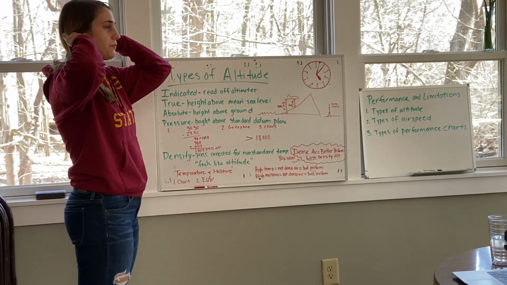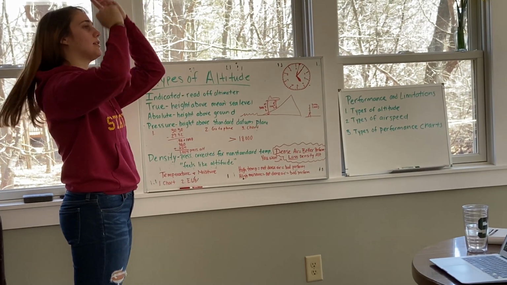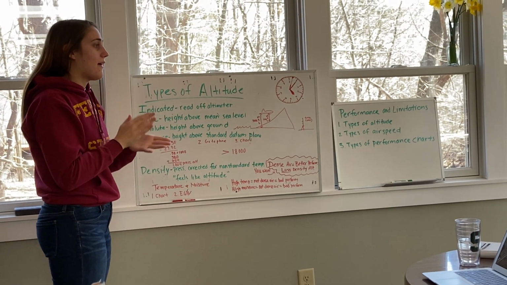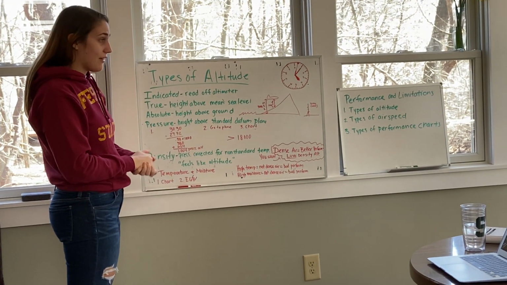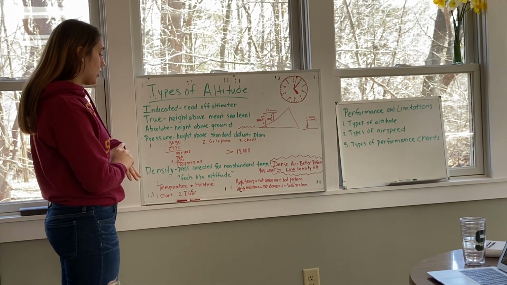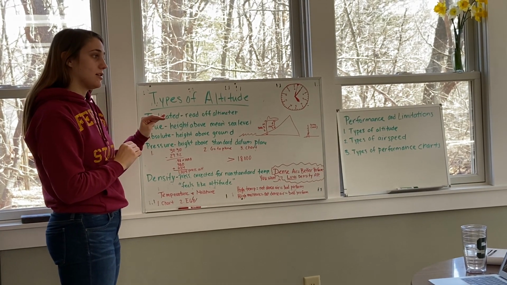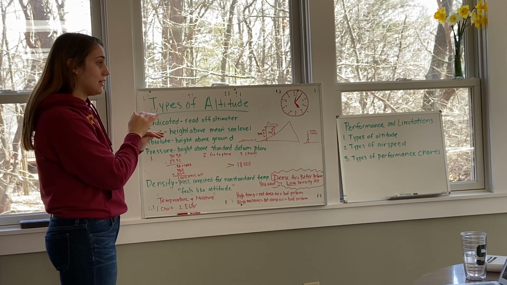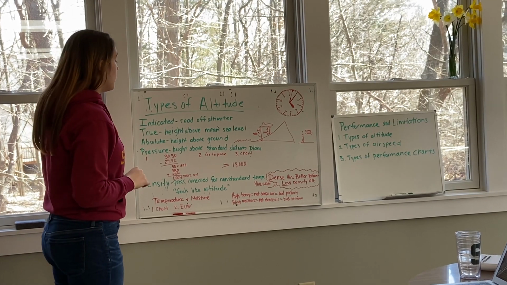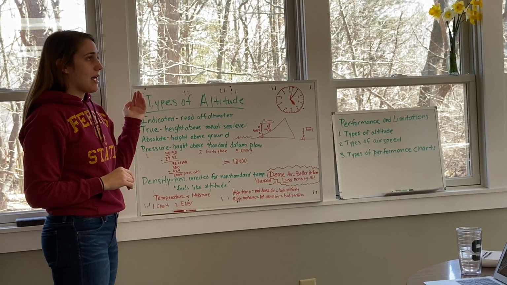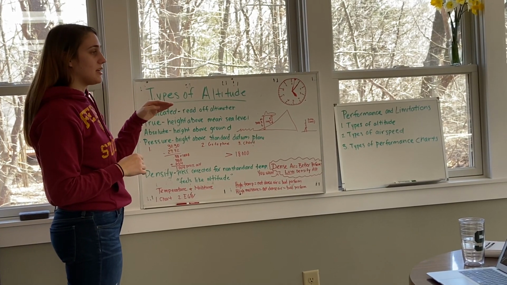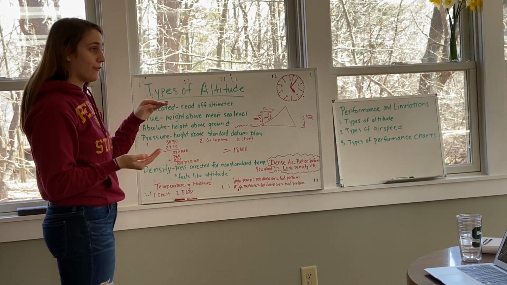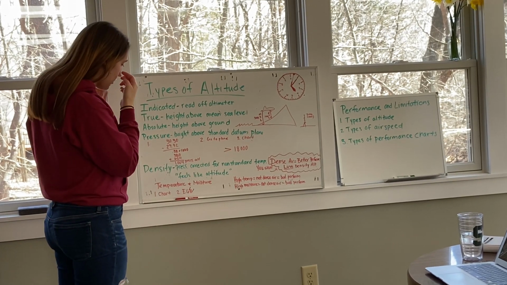So say you're flying at 5,000 feet, but the density altitude that day is 7,000. Even though you're at 5,000 feet, the plane is going to feel like you're flying at 7,000 feet. The issue with that is that compared to 5,000 feet, at 7,000 feet the air will be even less dense, so you're going to have worse performance.